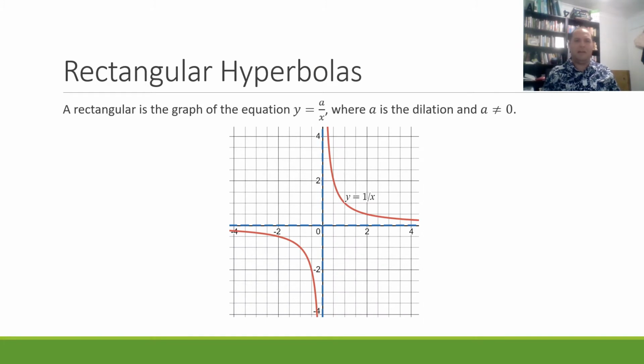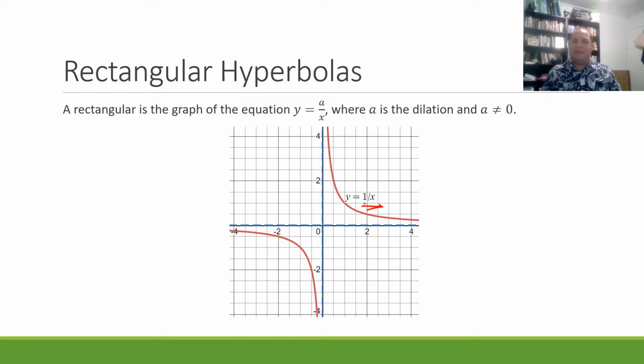All right, so rectangular hyperbolas. A rectangular hyperbola is a graph with the equation y equals a, which is just some number called the dilation, divided by x. So y equals a divided by x. Here in our diagram we've got our rectangular hyperbola. It's got an equation y equals 1 divided by x. Notice it's curved and it sits neatly between these blue dashed lines, in opposite quadrants, vertically opposite quadrants.